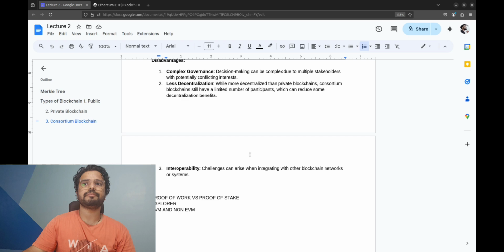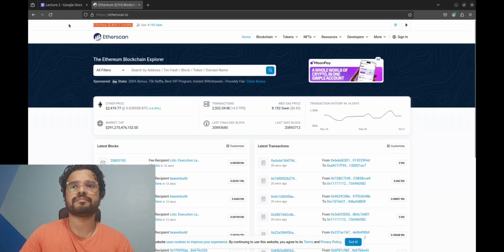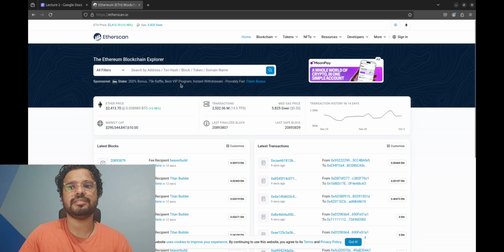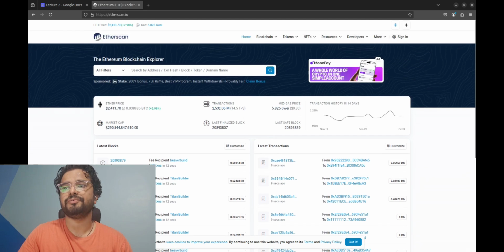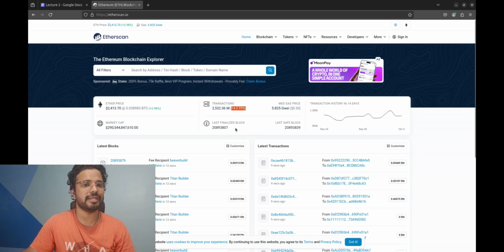Now let me show you the Ethereum Explorer. Ethereum Explorer is a place where you can search for a transaction and see the network. This is the Ethereum blockchain, where you can see the transaction history and the transactions per second. That is 14.5, which is very low compared to what they expected, but it will improve in the future. That is the positive way we think about it.